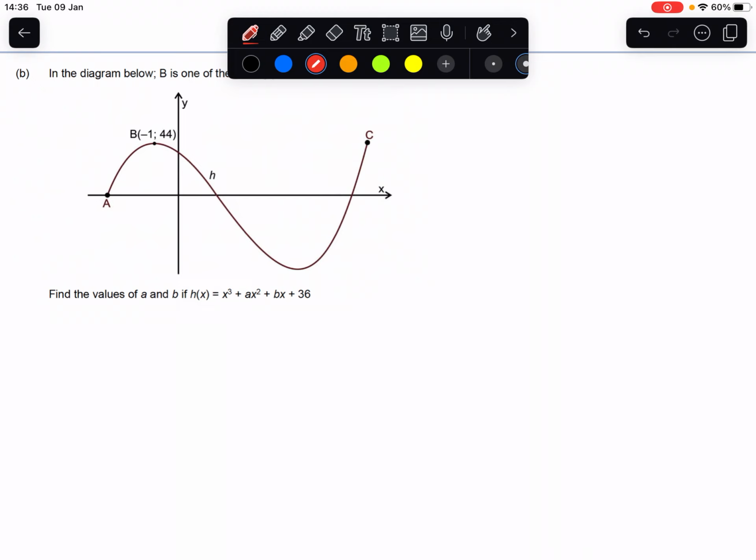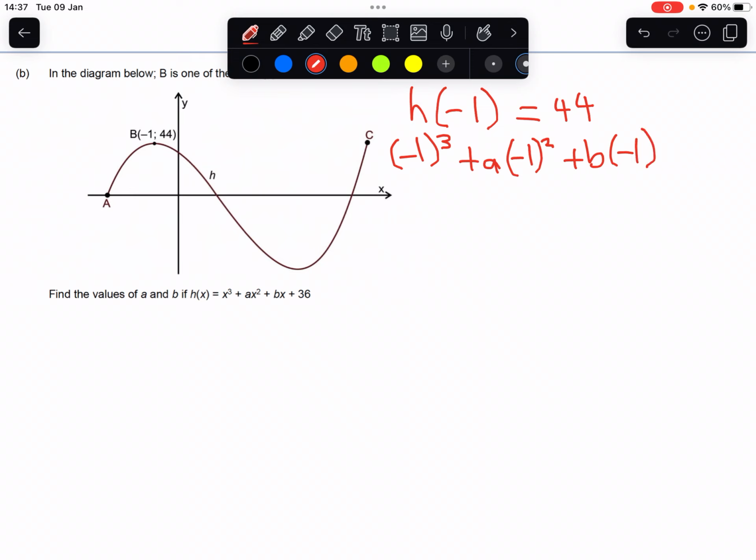So let's set up the second equation that I talked about. This question is telling us that h of -1 is equal to 44. If I input x is equal to -1, the output of the function is going to be 44. So what does that look like as a more fleshed out equation? We're going to say -1 cubed plus a times -1 squared plus b times -1 plus 36.